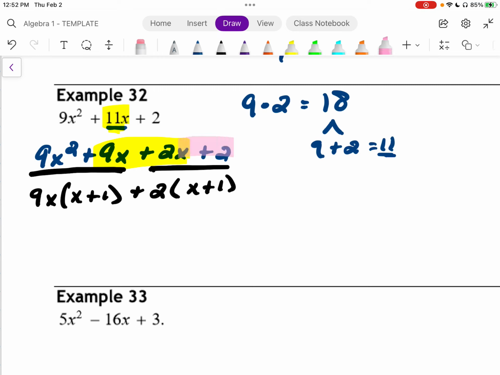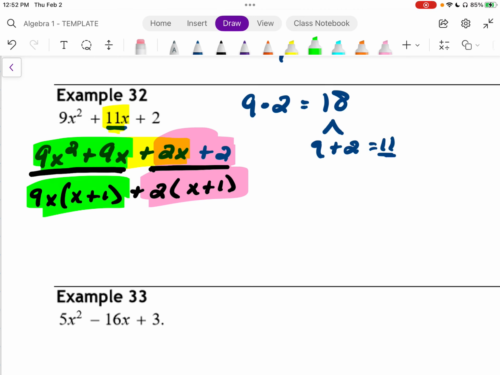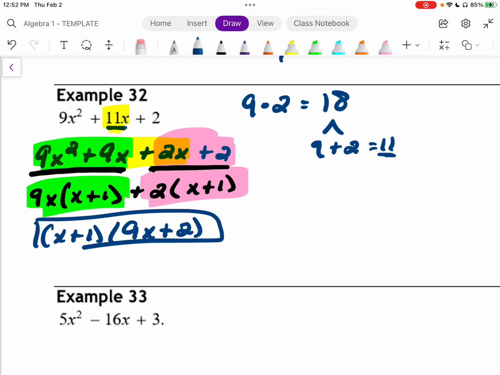All right, just to highlight what I'm doing, I've got this one here. It breaks apart to be this one. I've got this one here, and it breaks apart to be this one. Now, both of them in common have an x plus 1, so that can come out front. And I'm left with 9x plus 2. And that's that. That's our answer.